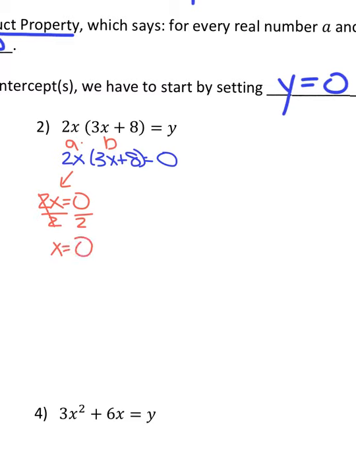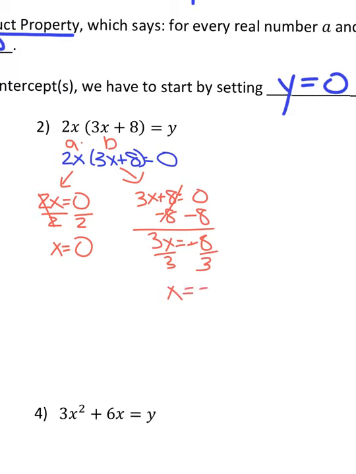And then we have to do the b. 3x plus 8 equals 0. So subtract 8 from both sides. So 3x equals -8. Divide both sides by 3. X equals -8/3. So my answer is x equals -8/3, 0.